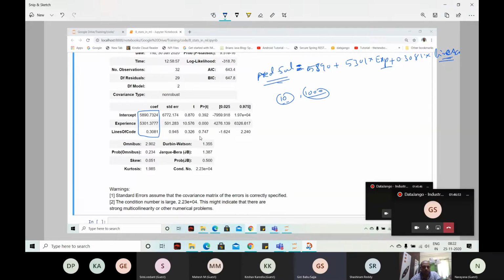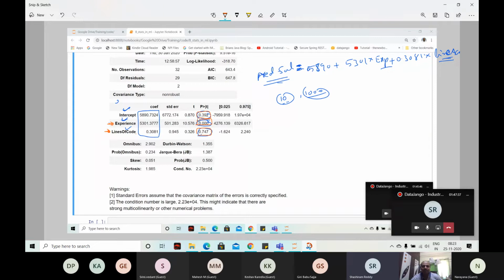Okay. And now by looking at the p-value, which features are important out of these three? This is feature selection, we call it in AI. Which features are important out of these three? Experience and lines of code. Experience and lines of code are important, right? Narendra is saying experience and lines of code. Anybody agrees or disagrees? Experience is important because it's less than 0.05. And lines of code is more than 0.05.